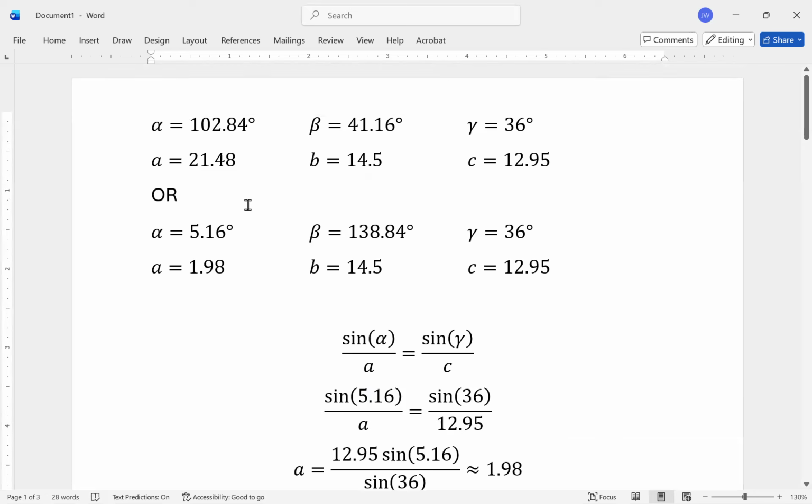So this scenario gave me two legitimate options that could work for the triangle. This triangle would have had gamma of 36, C of 12.95, and B of 14.5. This other triangle would have also had gamma of 36, C of 12.95, and B of 14.5. So I get two options in this case. One using the beta that I get with sine inverse, the other using the supplementary angle for beta.